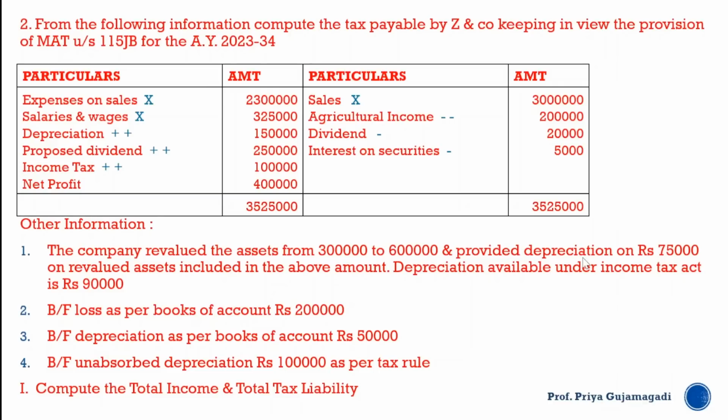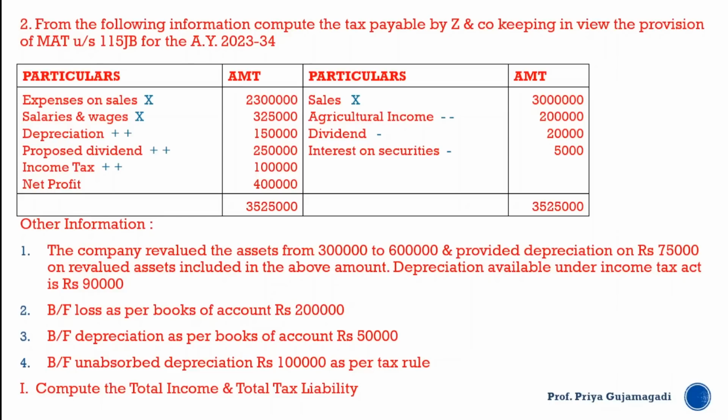Next, they have provided a depreciation on revaluation of 75,000. So revaluation depreciation, what do we do, we will add it. Under normal provision also we will add it, and under MAT also we will add it. But what they have given, it is included in the above amount. It means depreciation of 1,50,000 rupees is given, and in that 75,000 rupees is already added. So we will not write it again separately as revaluation depreciation.